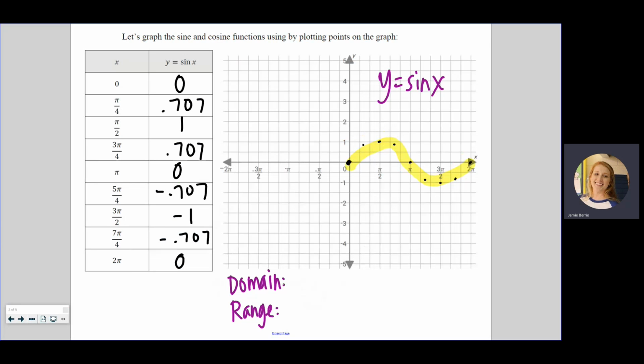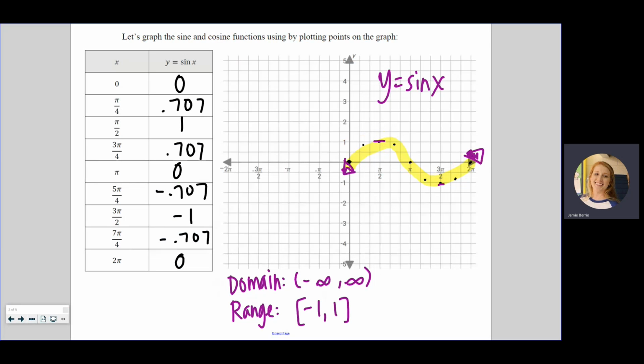The domain, remember, is the x values. So you would ask how far left does this go and how far right does this go? This graph is going to go on forever, so you could add little arrows to the ends here. So the domain is negative infinity to infinity, whereas the range is only going to oscillate between 1 and negative 1. That's as far up as it goes and that's as far down as it goes. So the range goes between negative 1 and 1.